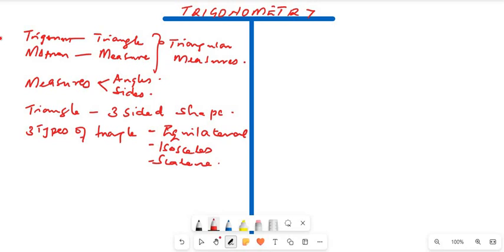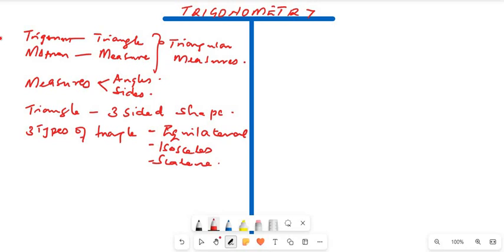An equilateral triangle is one in which all the sides are equal, which also means that all the angles are equal. Isosceles is a triangle in which only two sides are equal, and also two angles are equal. In scalene, all angles are different and all sides are different. These are the basic three types of a triangle.